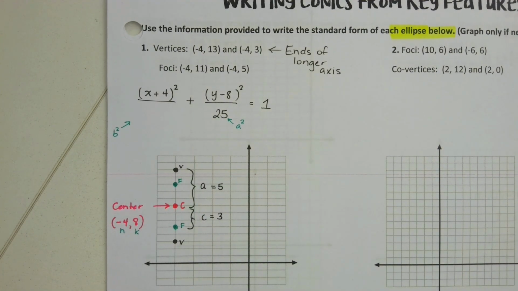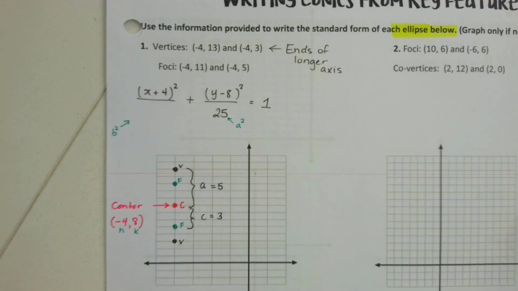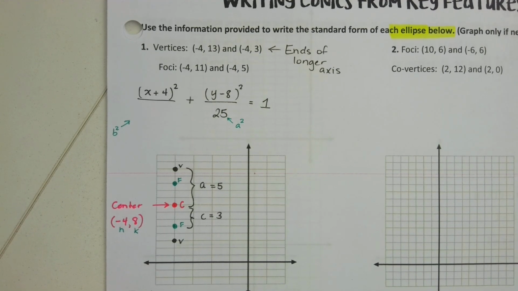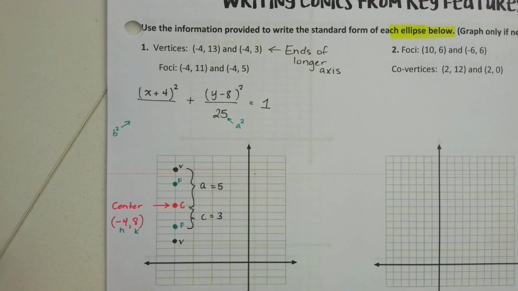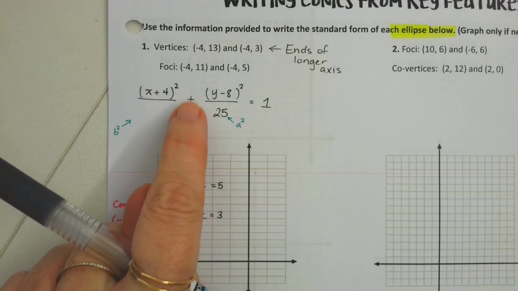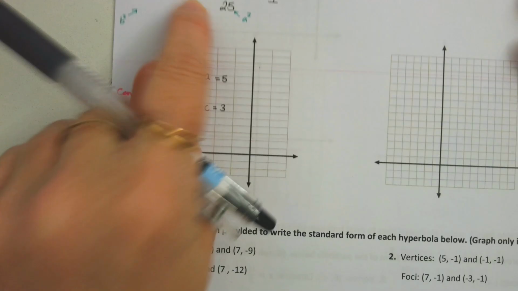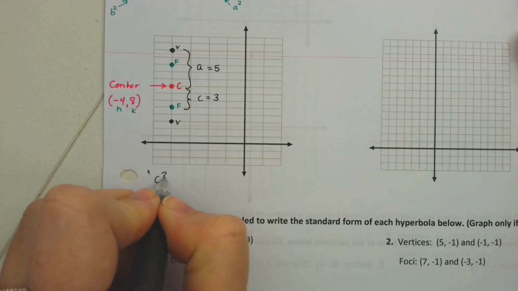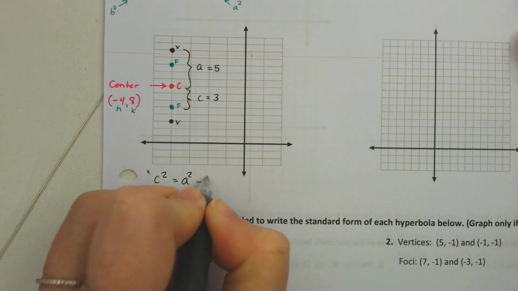And then do y'all remember the formula to find c for an ellipse? Is it a squared plus b squared or a squared minus b squared? It's minus. Anytime there's a plus in the equation, you're going to subtract to find your c. So c squared equals a squared minus b squared.